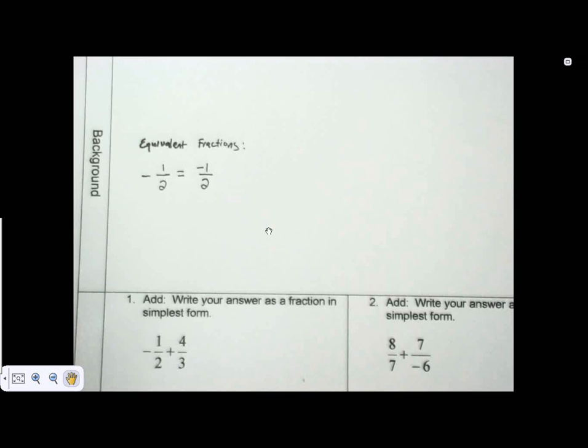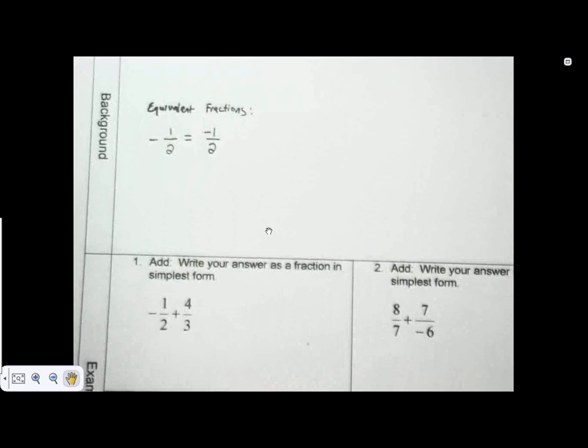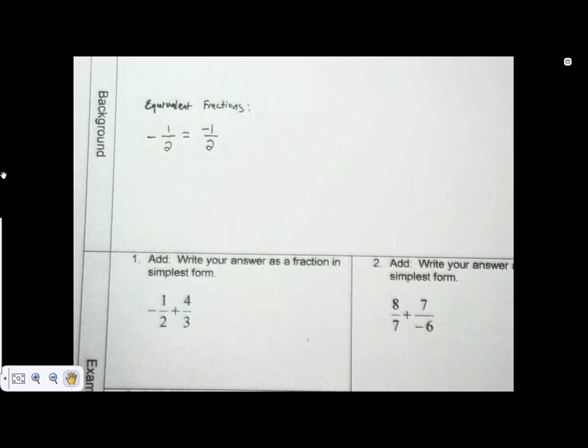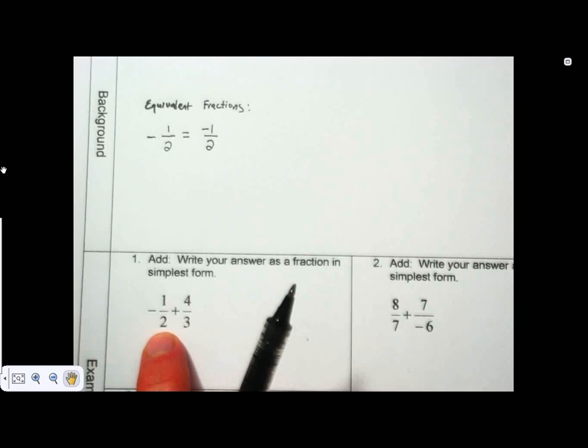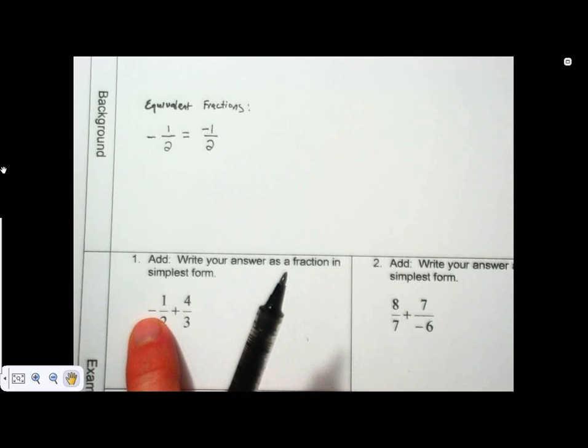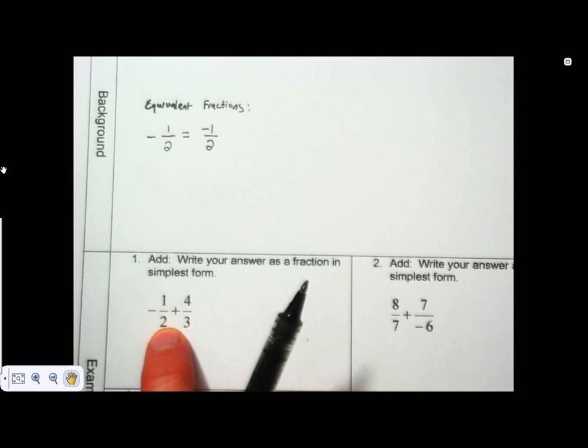Hello and welcome. In this video, we'll be discussing how to add fractions that are both positive and negative. So the first thing I want you to note is that there are many ways to indicate that a fraction is negative. So you'll see that in example 1, and this is how Alex generally prefers its notation, is that the negative sign is in front of the entire fraction.